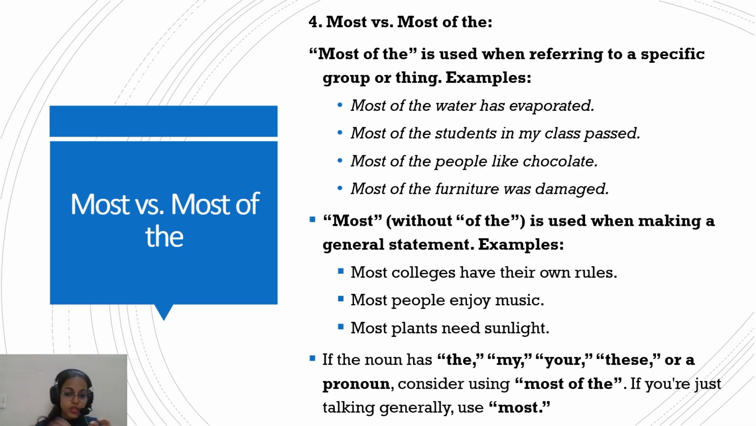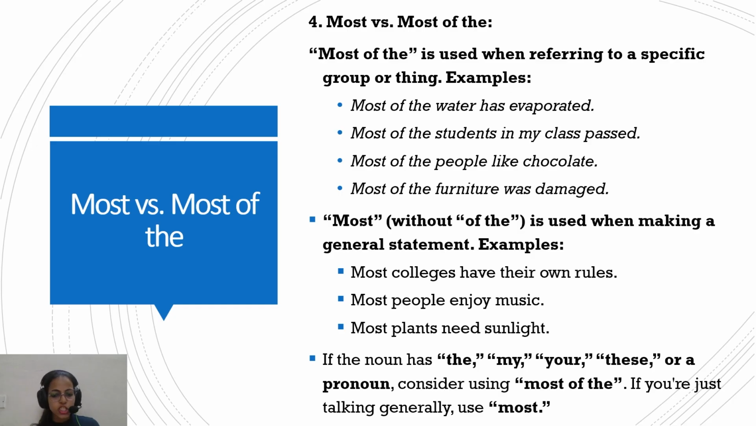When we say most without of the, only most, it is used for making general statements. So most colleges have their own rules. This is not a very specific statement. We do not have a very small pool like we had in the previous most of the. Most people enjoy music, some dance, some chill, read. So it's more generic. Most plants need sunlight. Again, it's quite generic. When we say most of the water, it is more specific. Also, if the noun has the, my, your, these, or such pronouns, then most of the can be used. And if you're just talking generally, use most.